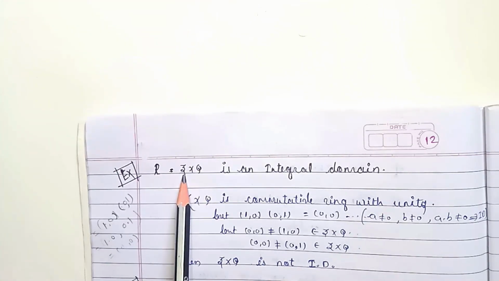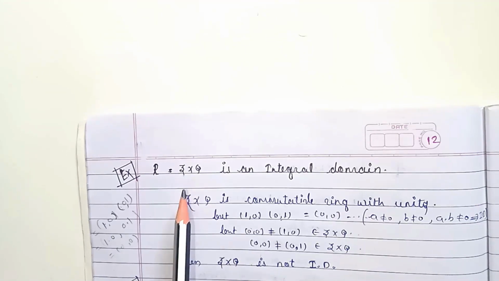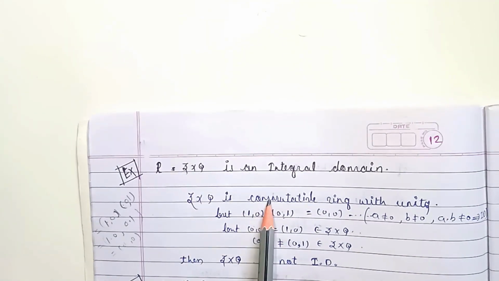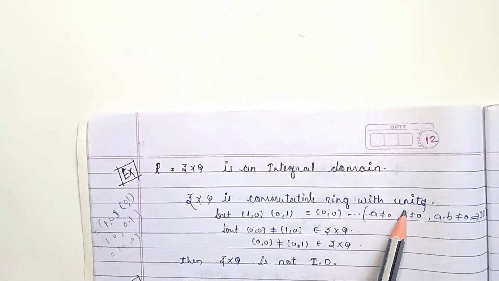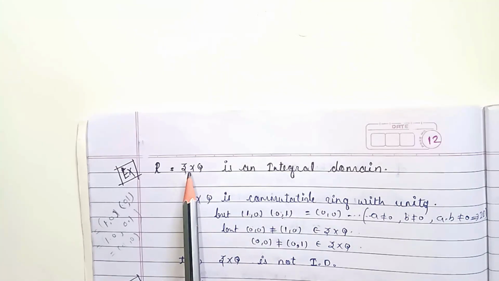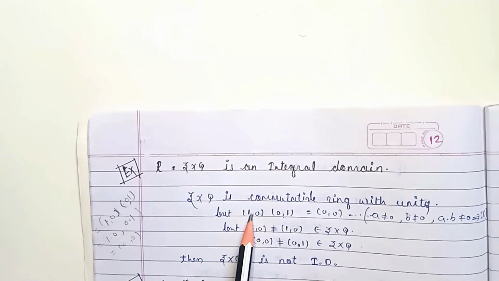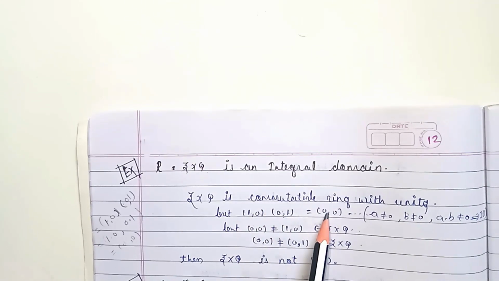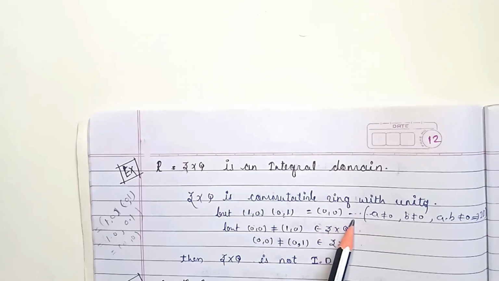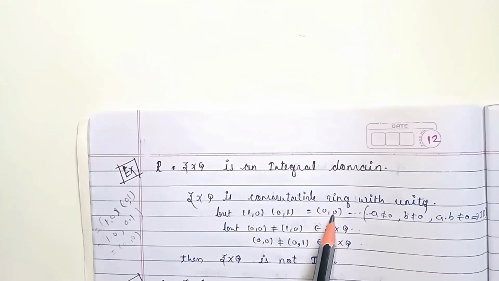If I consider non-zero a and non-zero b, you may apply the second definition to Z cross Q, which is a commutative ring with unity. I consider the first element (1, 0) and the second element (0, 1) from Z and Q. We can see a is non-zero and b is non-zero, but their product is 0, since 1 into 0 is 0 and 0 into 1 is 0.